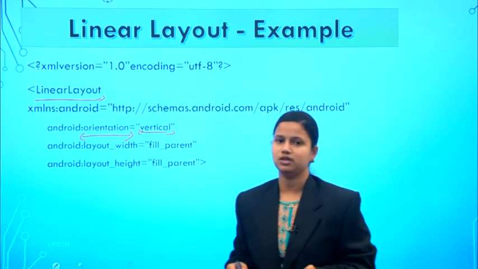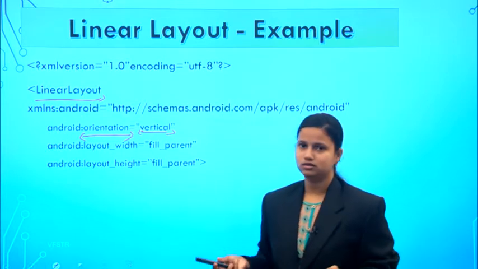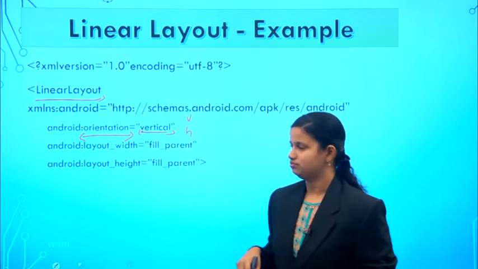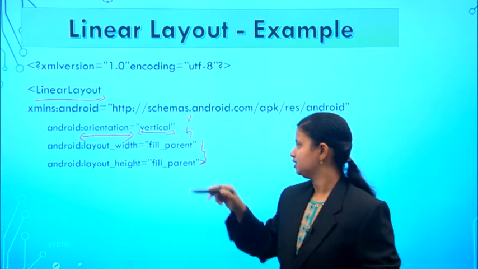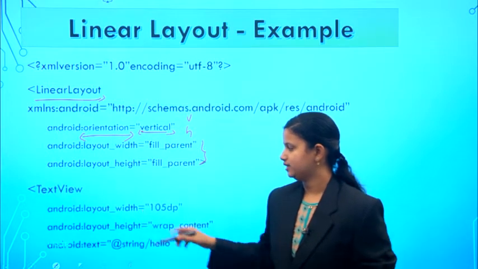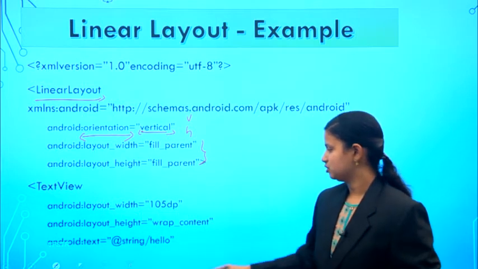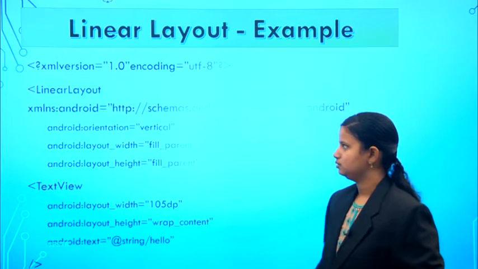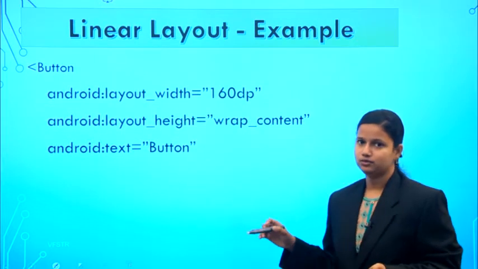That means your views will be displayed in either a single row or a single column, that means either vertical or horizontal, both these ways. And width and height are nothing but the size of the linear layout. After that, I am giving you one text view. So these are the text view properties, and the message I want to display is only hello. So in this way we have to arrange the different views.